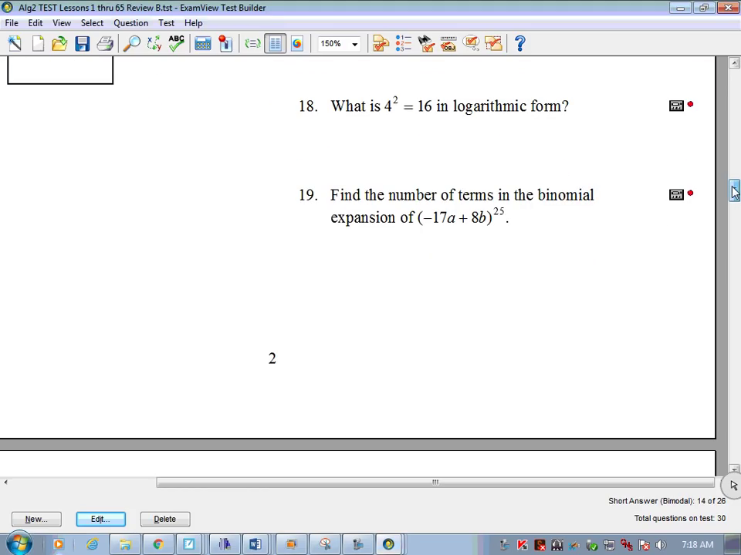Okay, let's get down to 18. What is 4 squared equals 16 in logarithmic form? Okay, so the first thing to do in that is we have to write log. We're going to bring the 4 down. We're going to move the 16 across, and we're going to move the 2 across. So you need to go back and watch that lesson 64, go into a lot of detail over how to take exponential form and turn it into log form, and vice versa. But suffice to say, our first number is only ever going to go up or down, and these two guys are going to switch places across the equal sign.